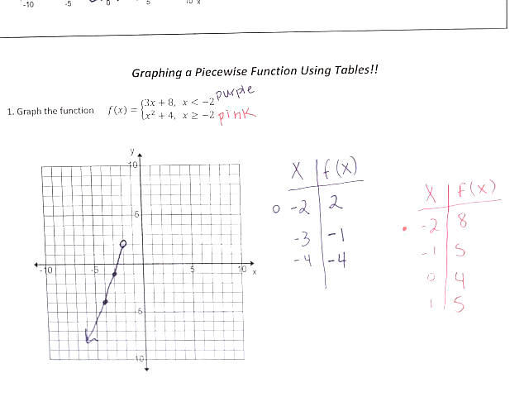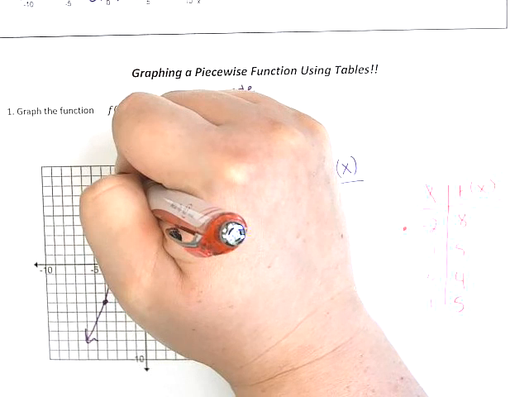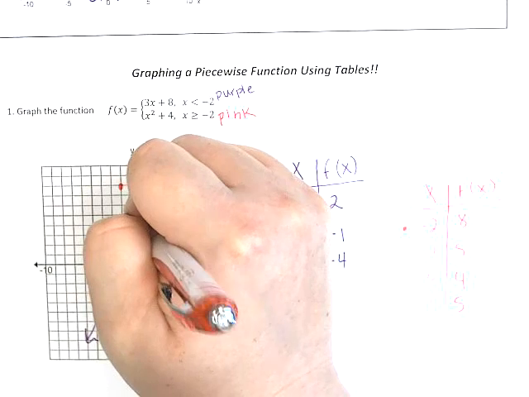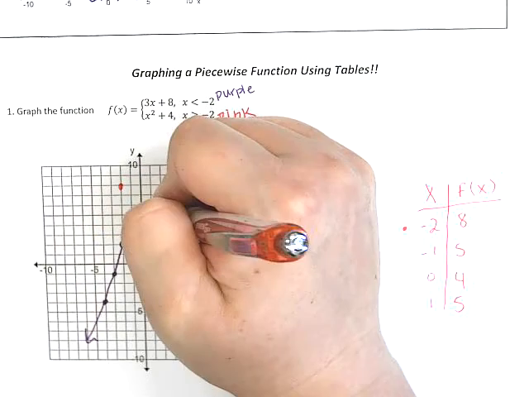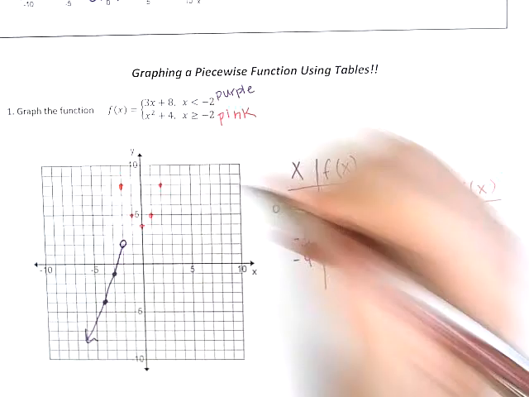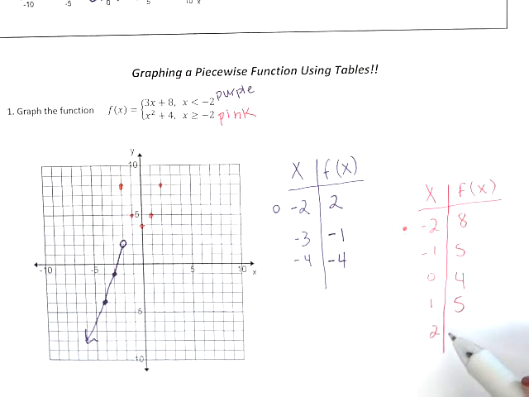And you should be able to recognize that parabola right away. So -2, 8, we're going to have a closed circle. So that is right here. And then -1, 5, 0, 4, 1, 5. And technically we know that this is going to be 2, 8. We should probably have that on our table also. Sorry guys. So if we plug in 2, 2 squared is 4 plus 4, which is 8. We're going to want that one on there also.